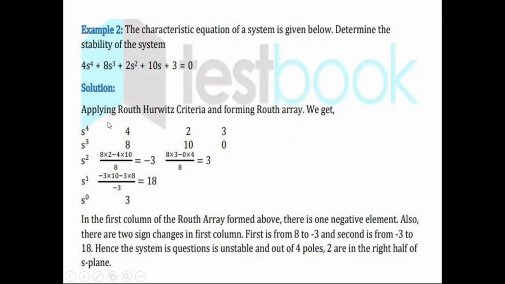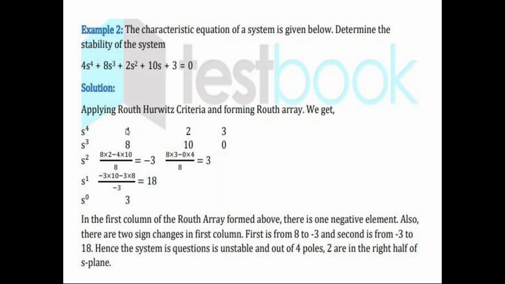Right. So this is the second one. Now the characteristic equation of the system is given below. Determine the stability of the system. So 4s power 4, 8s cubed, 2s square plus 10s plus 3 equals 0. Right. The higher order is 4, that is an even number. You have to write this in decreasing order, s power 4, s cubed, s square, s power 1, s power 0. The first row should be formed by the even coefficients 4, 2 and 3. Next, the second row is formed by 8, 10, 0.